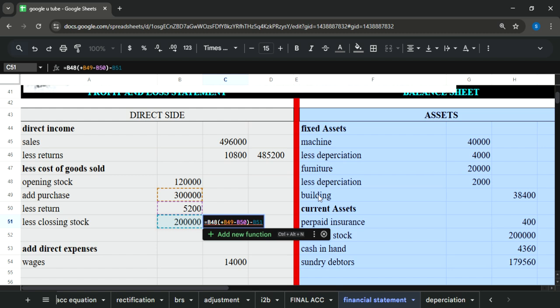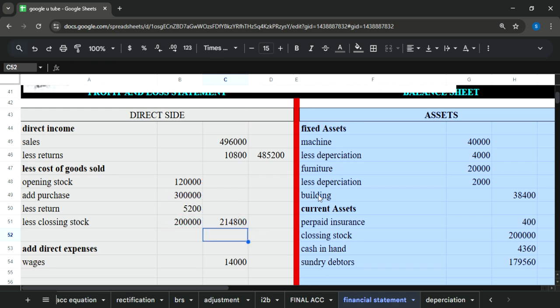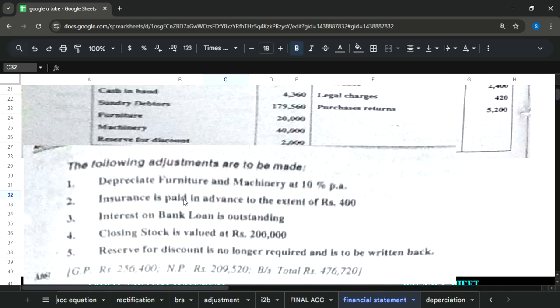Okay, one sign is missing here. You need to add purchases, and this is not required. Okay. So what we have done: opening stock plus purchases and minus closing stock is 2 lakh. Let's check the amount, yes, 2 lakh.